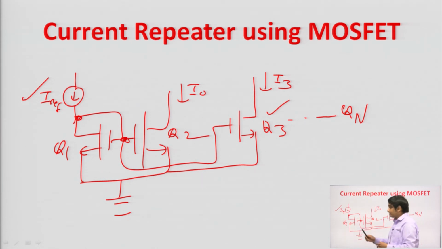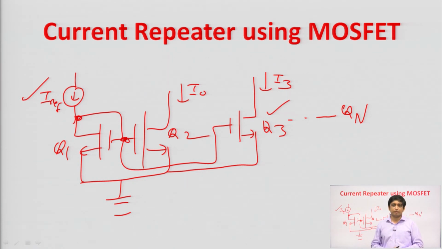And one more thing, this Q1 should be diode connected, and all the MOSFETs should be in the saturation region. Again, it can be used in a multi-stage amplifier, because there are multiple stages and we need some bias current at each stage. So, we can use this current mirror there, fine. It is very much useful in IC designing, especially this current repeater using MOSFET. And in today's era, since in ICs only MOSFETs are fabricated, this current repeater using MOSFET is very much used.